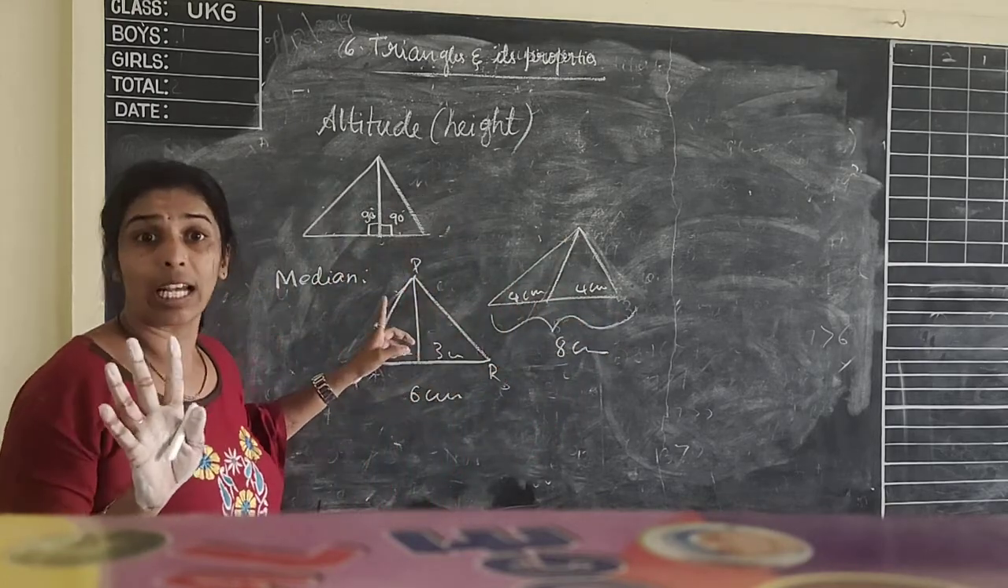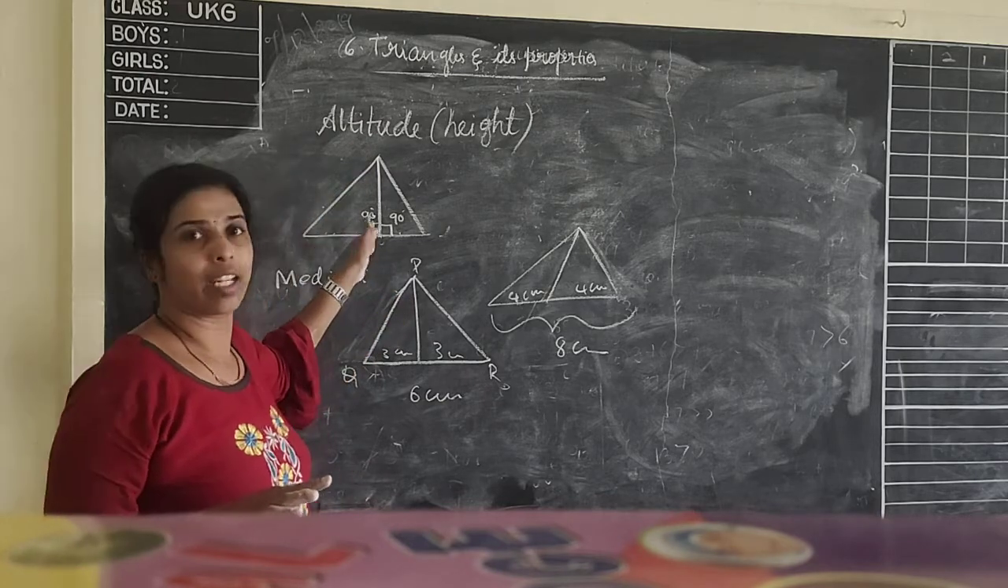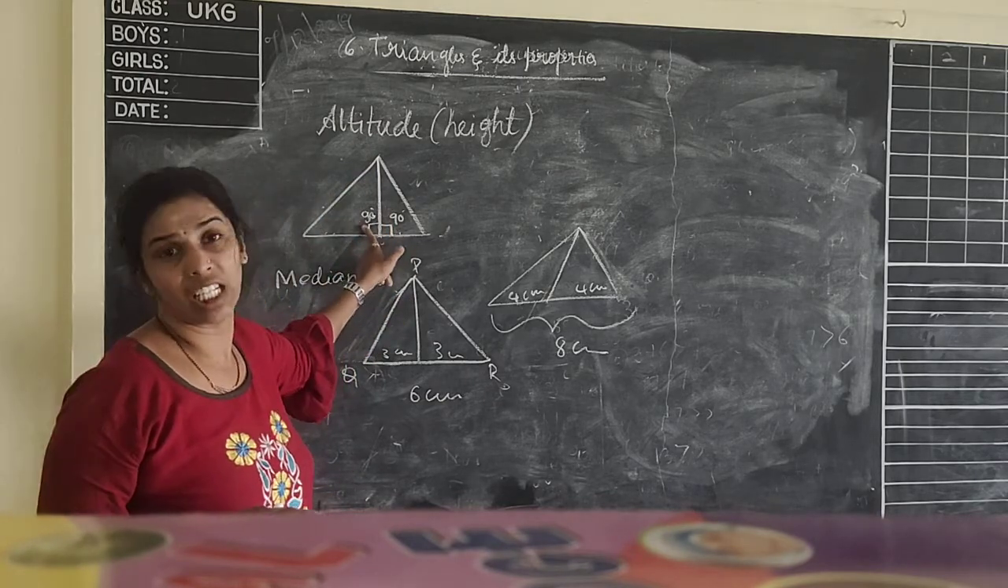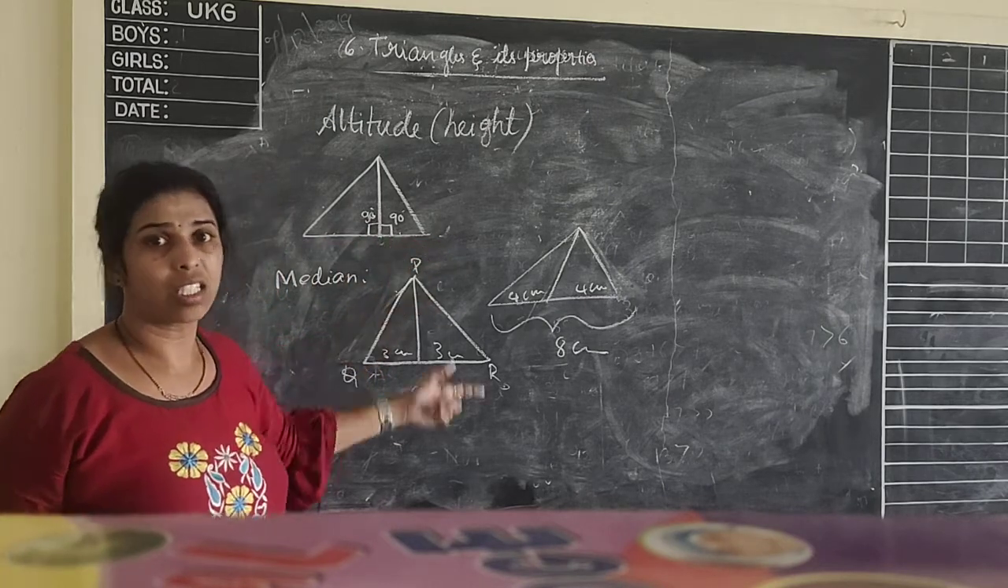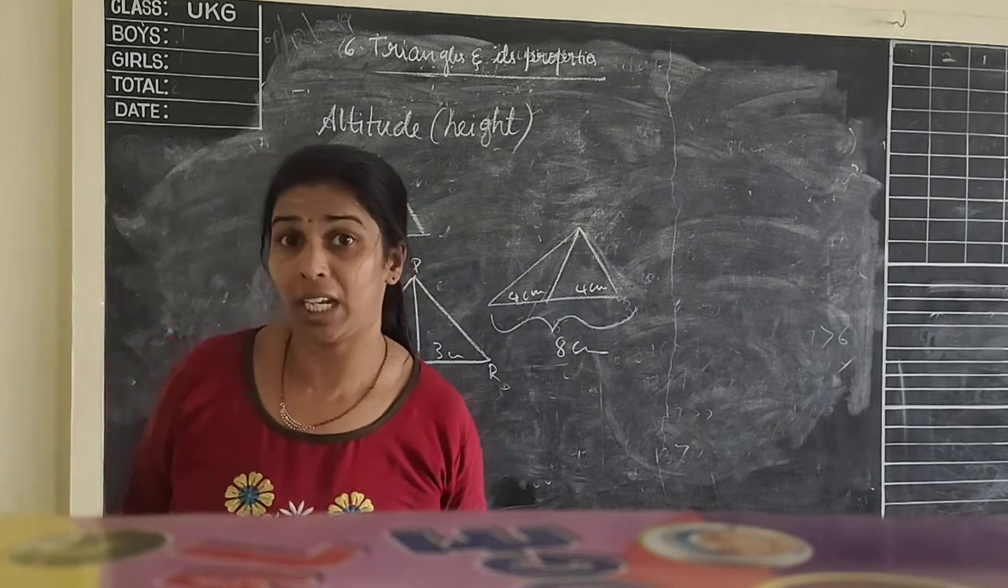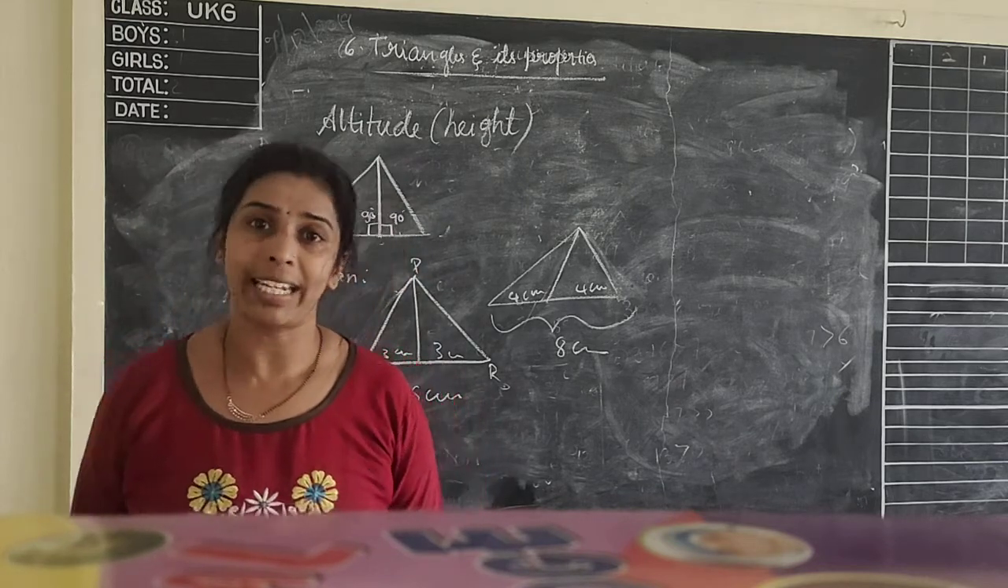But altitude is not like that. Altitude you have to draw straight. Completely straight, and the angle formed here is always 90 degrees. But these two parts are not necessarily equal. That is the difference between the altitude and the median. Understood, no? Next, Pythagoras property for right angle.